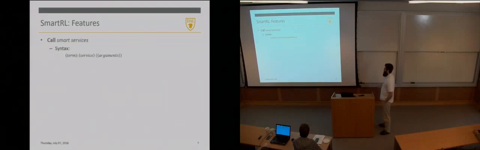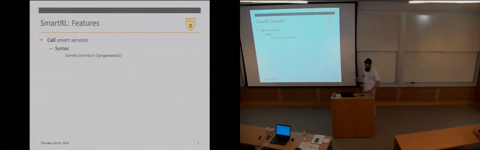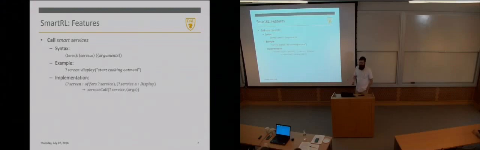Now I'll go over the different features of SmartRL that tailor it to a smart environment and AAL use case. Something important first of all in a smart environment is the ability to invoke smart services. This is what such an action looks like. For example, on the screen variable, we want to invoke the service display, and we pass this as an argument. Relatively straightforward. Just to illustrate, our parser expands this to this kind of triple-based rule format.